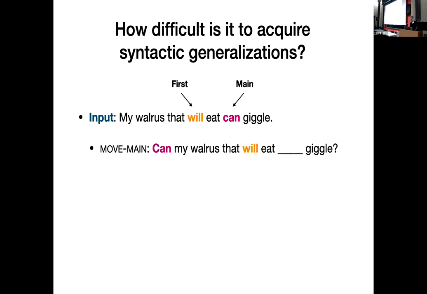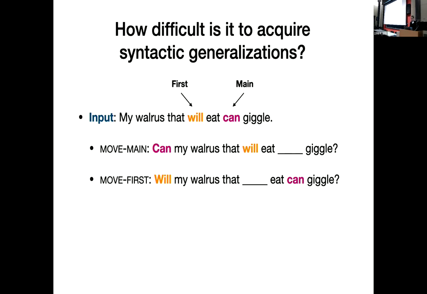If we learn the other rule from the simpler examples and generalize this example, we will come up with the output, "will my walrus that eat can giggle?" This is a bad question. No one will produce this kind of question in English.